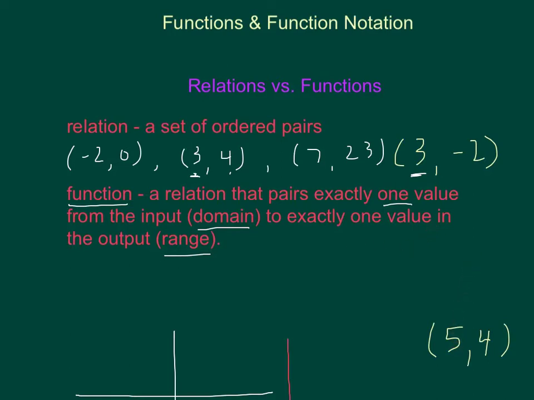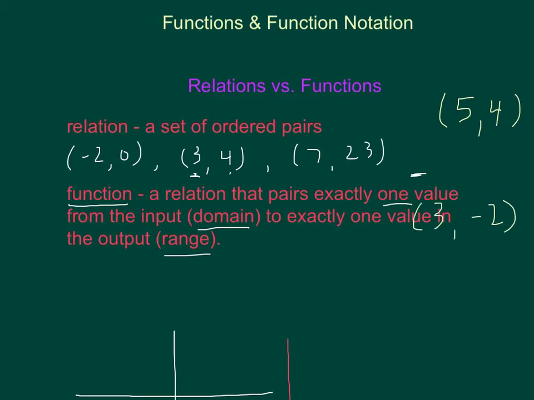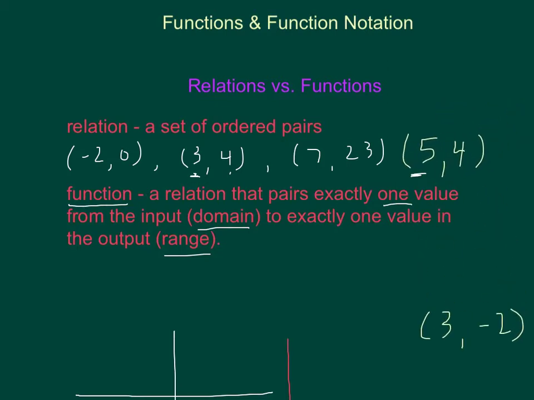And even if we went ahead and added 5, 4 into the mix here, we're still not a function. Why are we not a function? Because of the 3, -2. If I took the 3, -2 out, put the 5, 4 in, we're back to being a function.